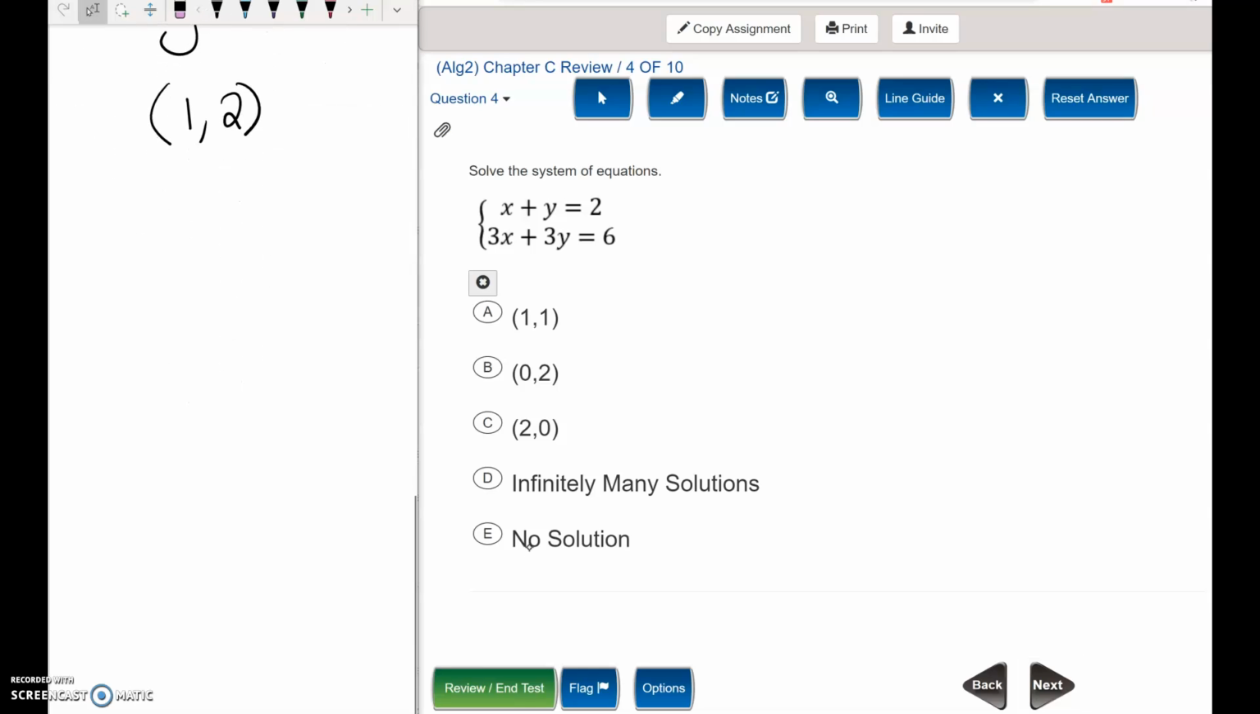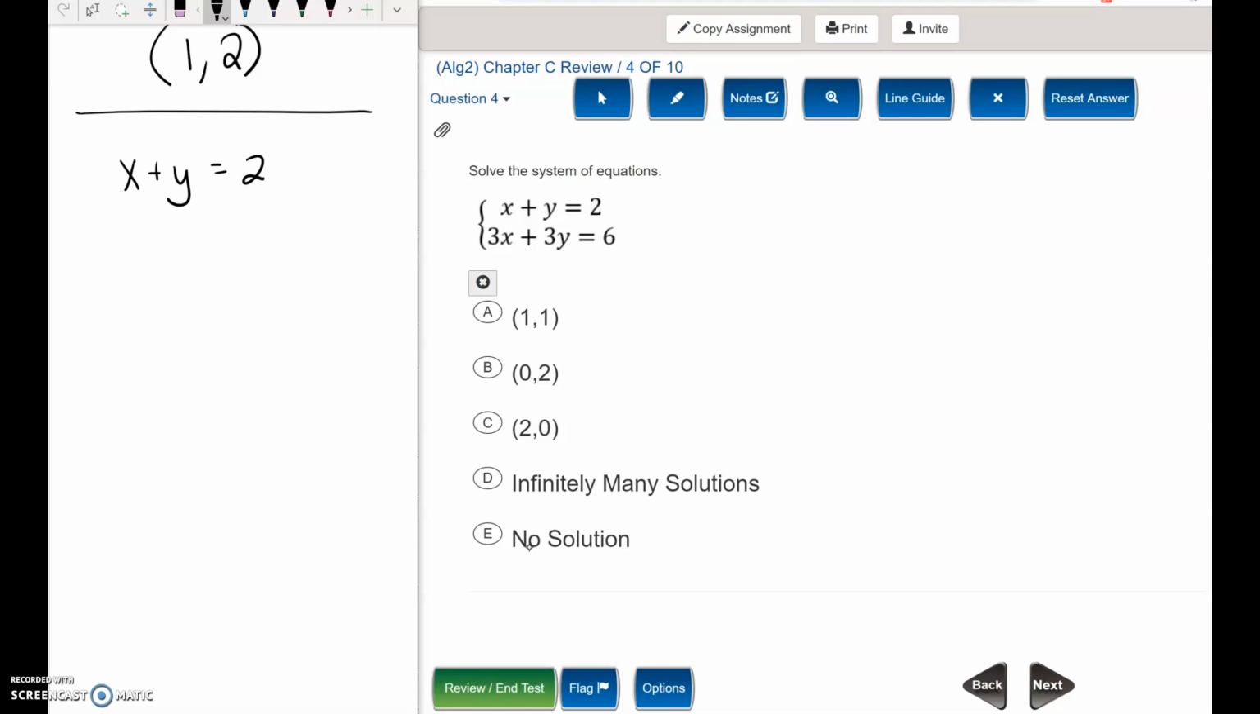Solve the system of equations. You can solve this using whatever method you prefer. This system is set up really nicely for substitution or elimination. Personally, I prefer elimination, so I'm going to solve this using elimination. If you prefer substitution and you need help with it, just email me or message me in Schoology, and I'll record a quick video on how to do this with substitution if that's what you prefer.